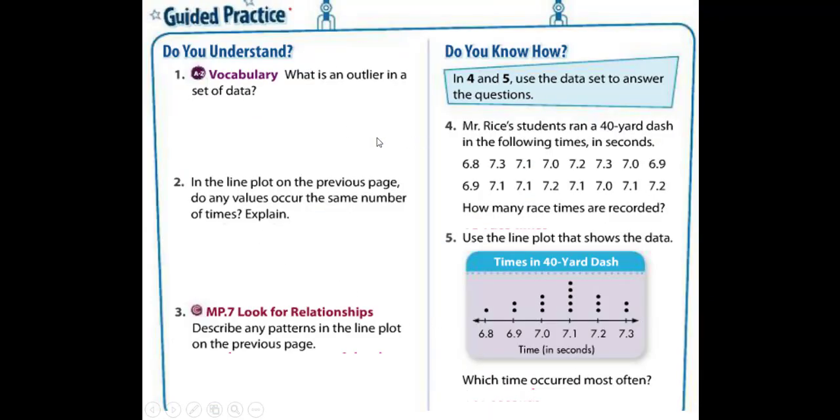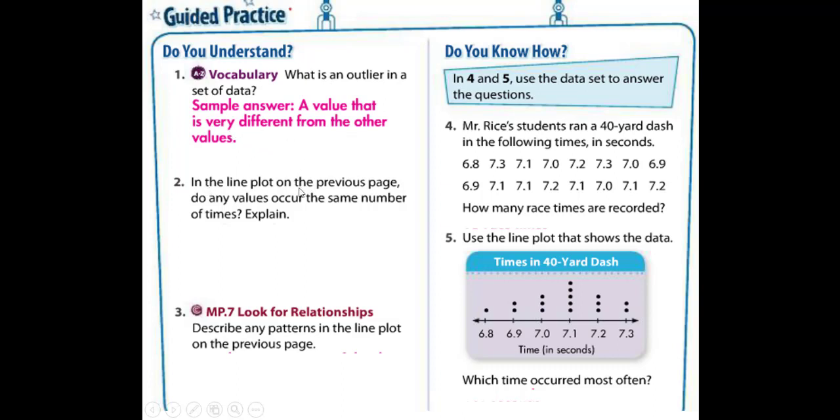Let's go through the practice now. What is an outlier in a set of data? As we said, it's a value that is very different from the other values. Very different is the key phrase here.